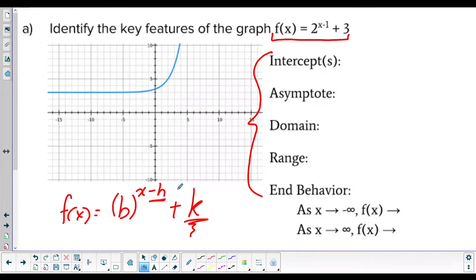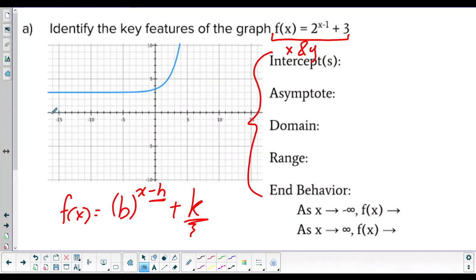This h will also tell us the horizontal shift, but I don't necessarily think this is going to be very important in this lesson, but good to know. So let's look at our intercepts. This doesn't say x-intercept or y-intercept, so we'll just assume it means both x and y-intercepts. So where does it touch the x and y-axis?